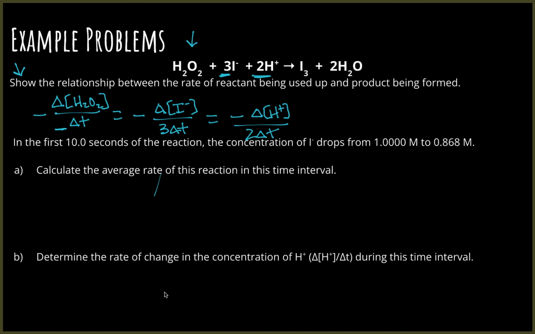And now I'm going to add in the products. I'm still setting all of these things equal to each other to show that there's a relationship between any two things in this balanced equation. These are going to be positive now. So I'm going to put the positive there just as a reminder, but you don't have to put the positive there. Change in concentration of I3 over change in time because the coefficient is 1. And then again, change in concentration of H2O over 2 delta T.